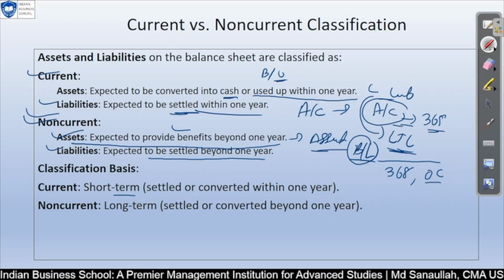Current is short term, settled and converted within a year. Non-current is long term, settled and converted beyond 1 year. I hope it is clear to you.